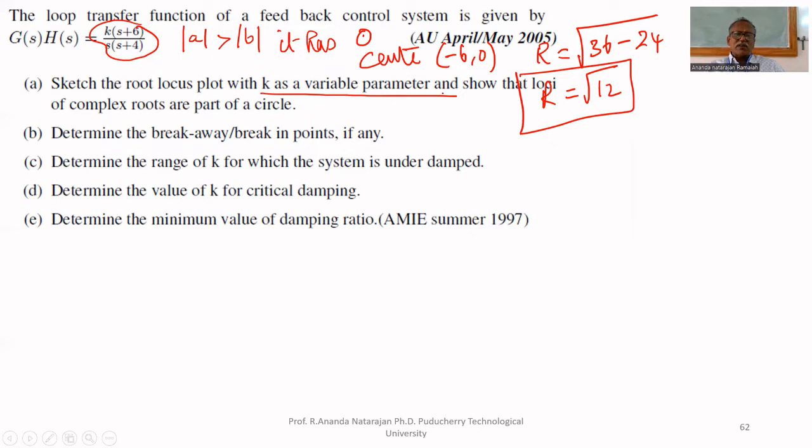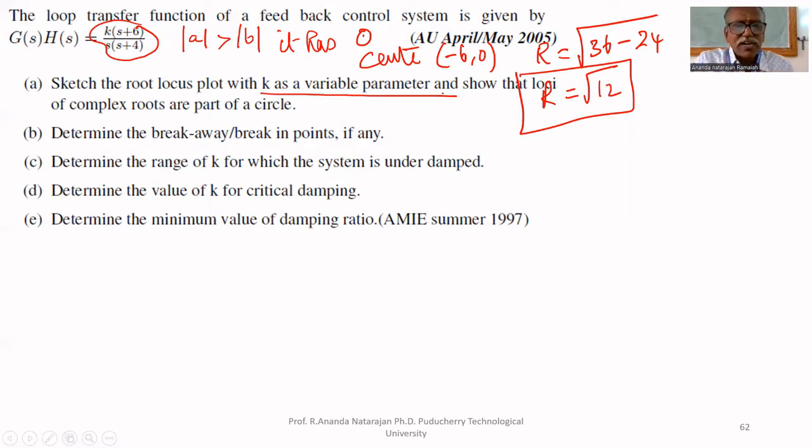Determine the range of k for which the system is underdamped. Determine the value of k for critical damping. Determine the minimum value of damping ratio.